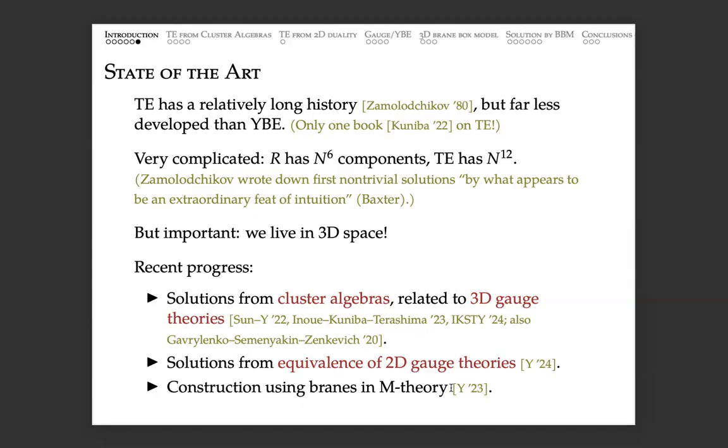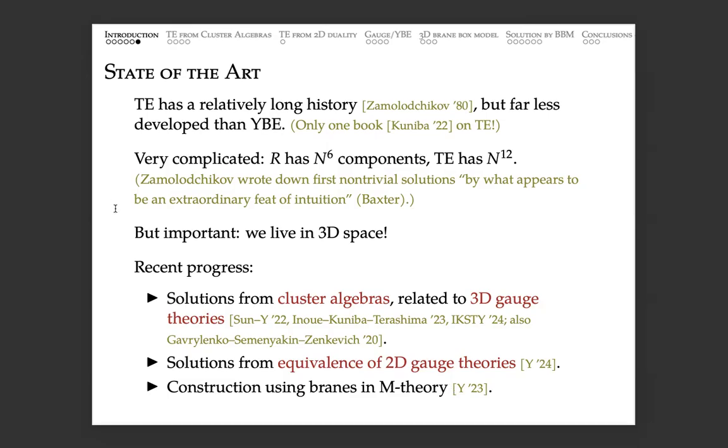And the primary reason why it's not so developed compared to the Yang-Baxter equation is that it's even more complicated if you count the number of components and constraints. It's very highly over-constrained, and nevertheless Zamolodchikov could write down non-trivial solutions in his original papers, according to Baxter, by what appears to be an extraordinary feat of intuition. So it sounds like a miracle that this equation has non-trivial solutions, but it does.